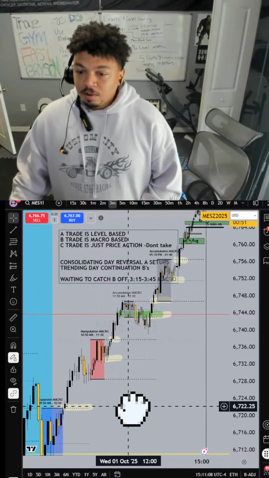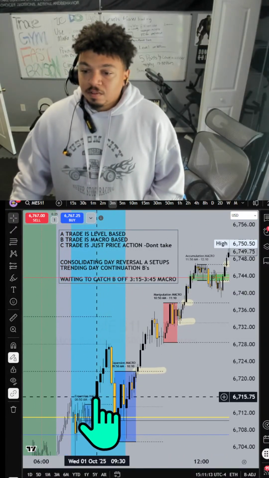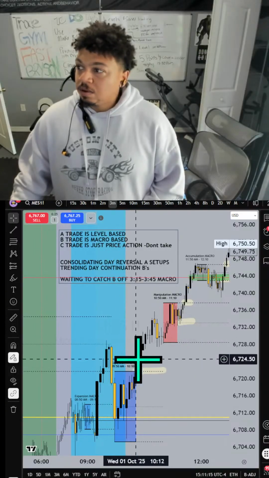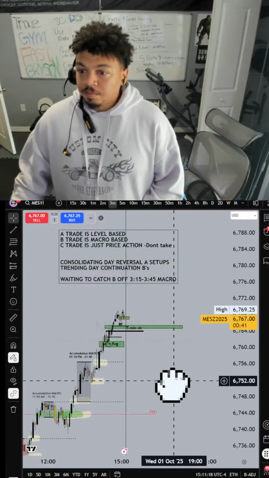I would have got my 5 points, but if you put the range on there, you see this went above 50% of the range. It went to like 61, 78.6. So I didn't like that. I like it when it respects the 50% level.